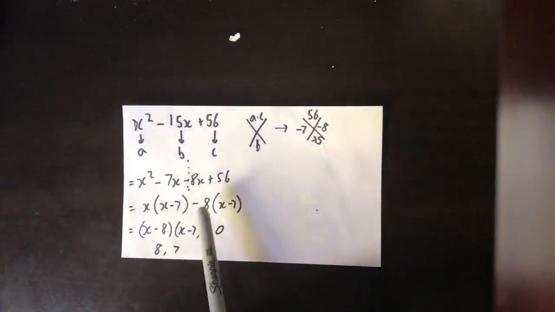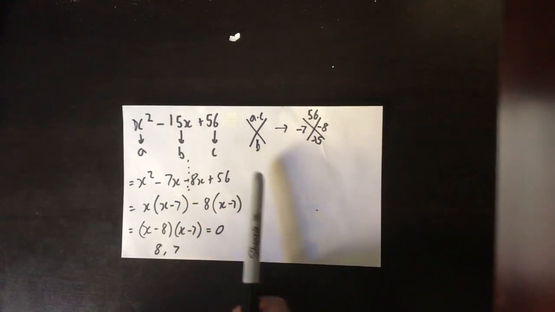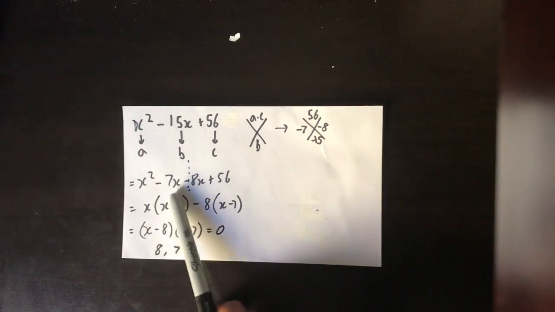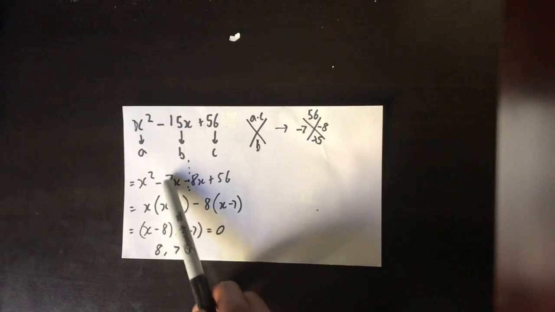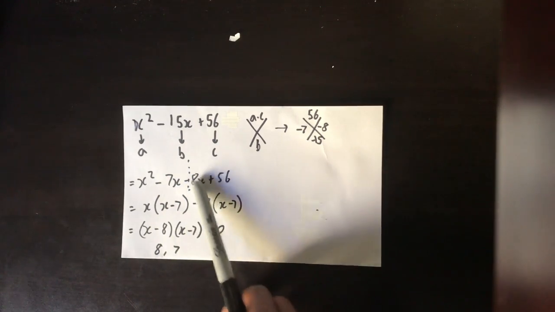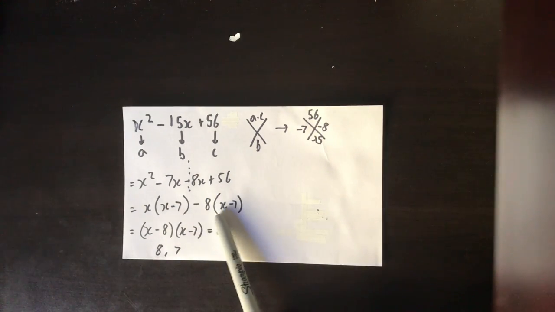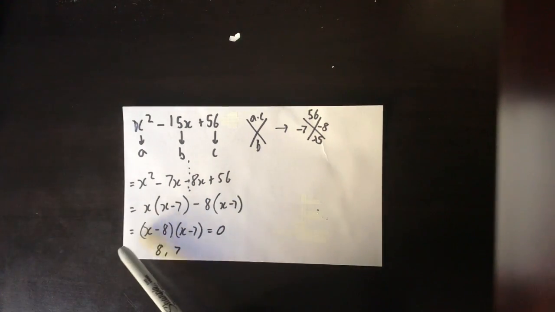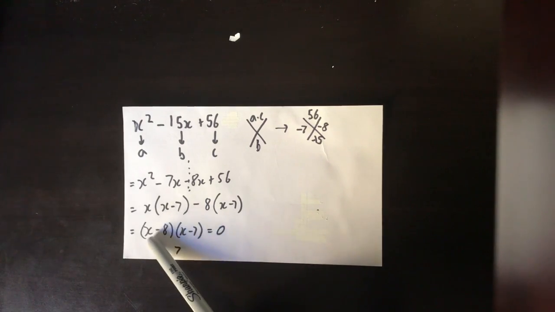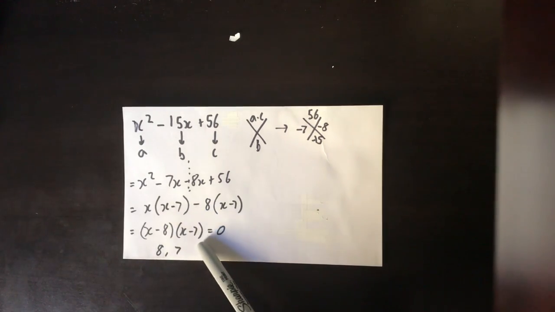split the equation into two pairs. So then you want to factor the left side and the right side separately. So you get x times x minus 7 minus 8 times x minus 7. This results in x minus 8 times x minus 7.